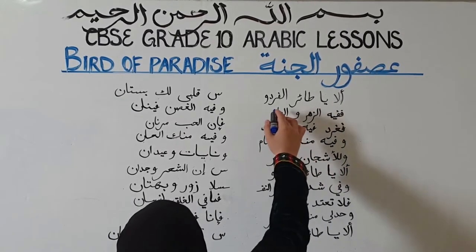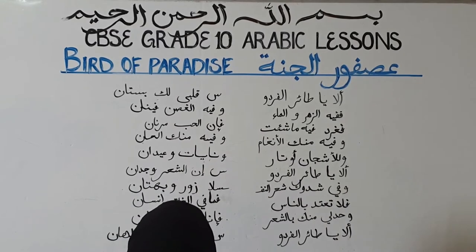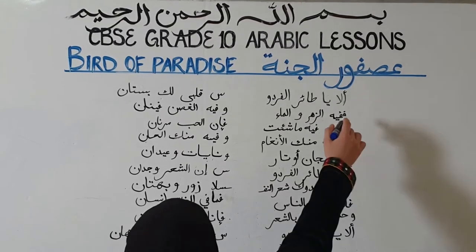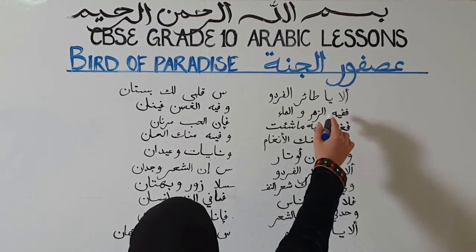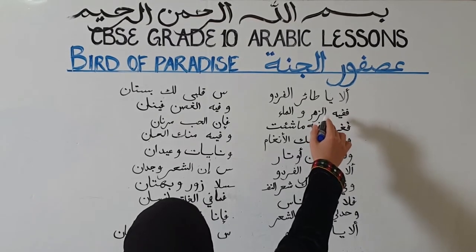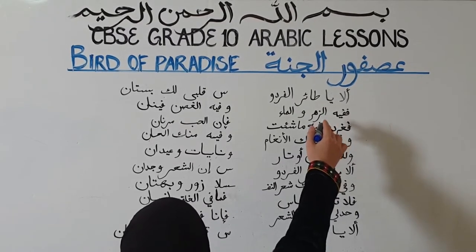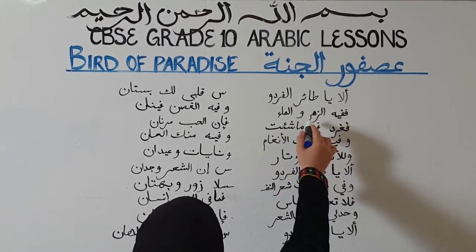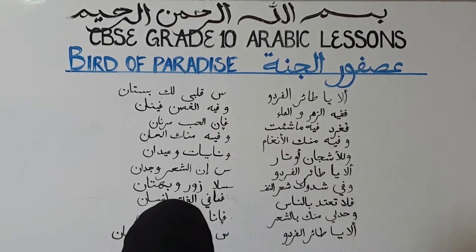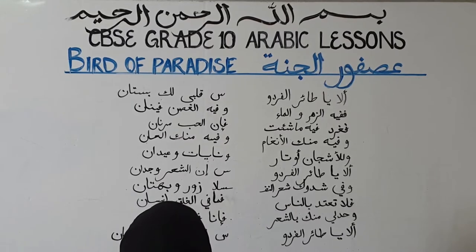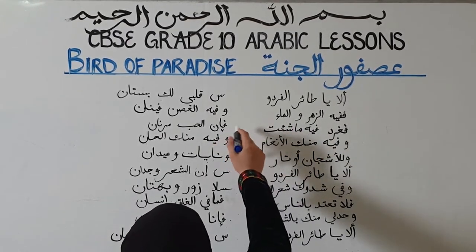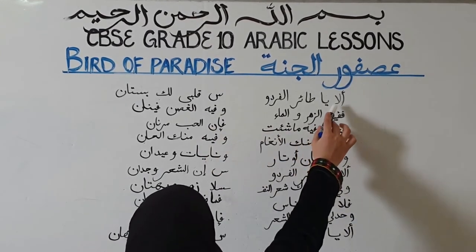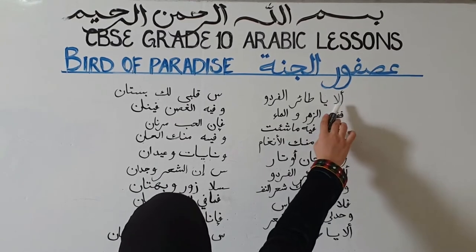Ala ya ta'ir al-firdawsi قلبي لك بستان. O bird of paradise, my heart is a flowerful garden for you. The poet is calling the bird to his heart, to his garden, and he is comparing his heart with a flowerful garden in which there are many things, as we can see now. ففيه الزهور والماء وفيه الغصن فينان. And in it there is water, flowers, and dense branched trees.